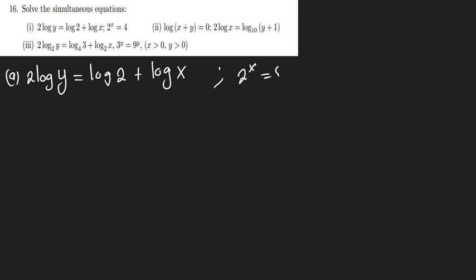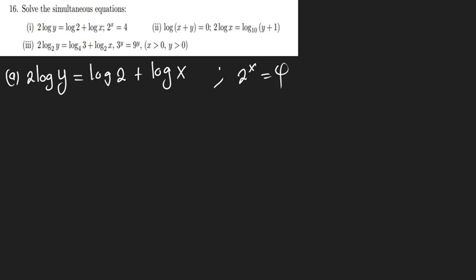We have this question, we solve the simultaneous equations. So this one is saying we have 2 log y is equal to log 2 plus log x. And then the other equation given is 2 to the power x is equal to 4.